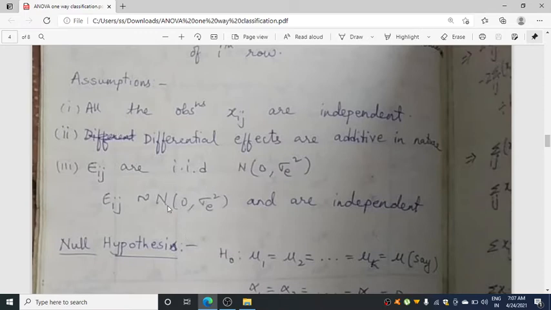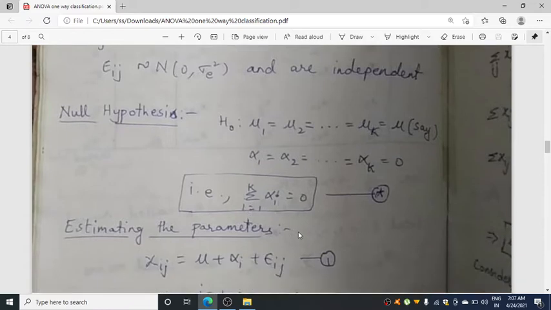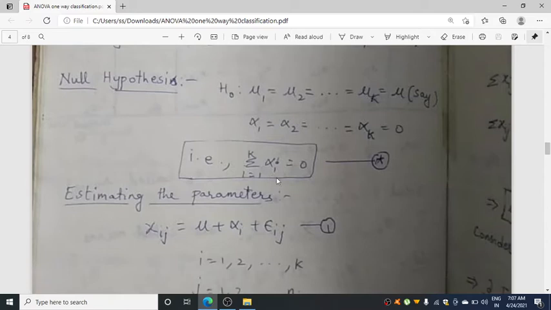Now the null hypothesis: H naught is mu1 equals mu2 and so on till mu k, equals mu, and alpha 1, alpha 2, and so on till alpha k is equal to 0. Just remember this one, students: summation i equals 1 to k of alpha i is equal to 0. In the further discussion we are going to use this important point, remember.